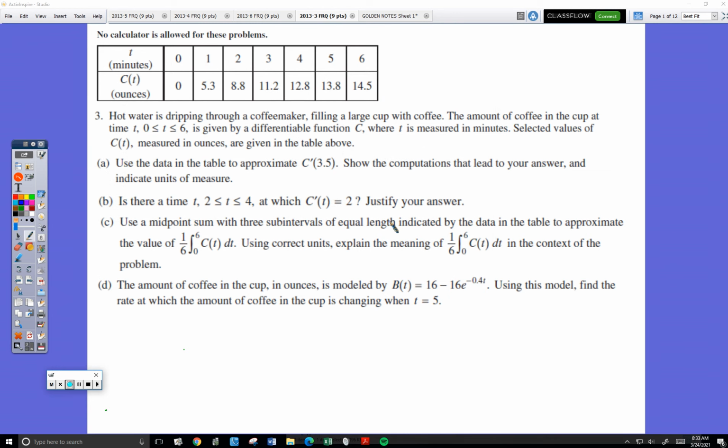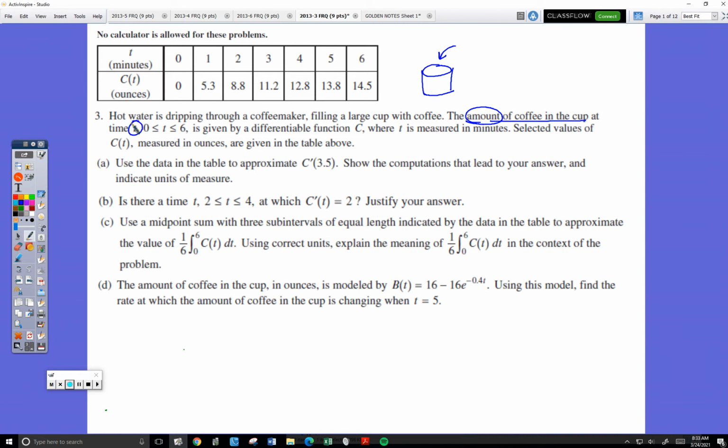Okay, hot water is dripping through a coffee maker, filling a large cup. So I've got to make sure I comprehend that. I've got a cup, with water dripping into it. Here's a keyword: the amount of coffee in the cup. So the amount in the cup.